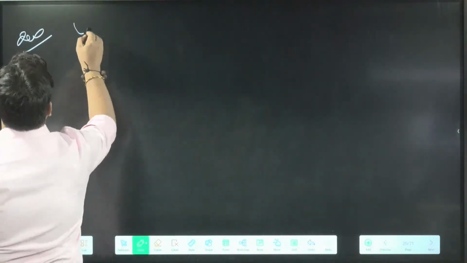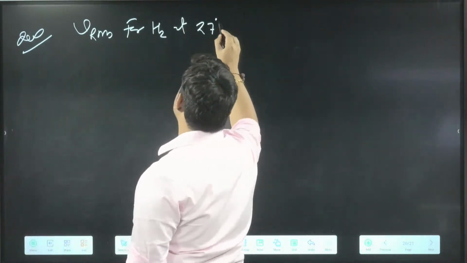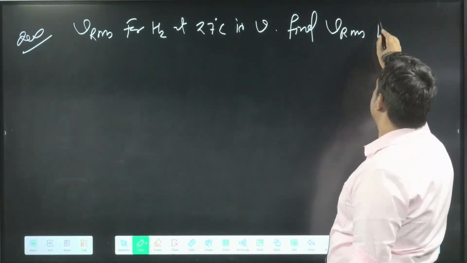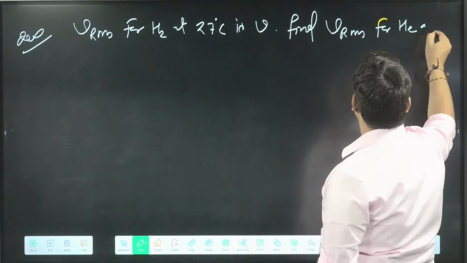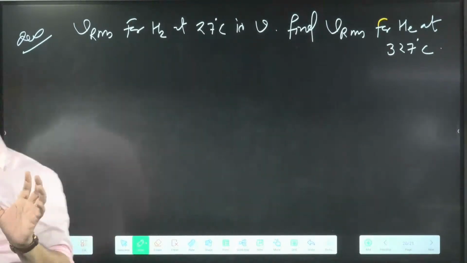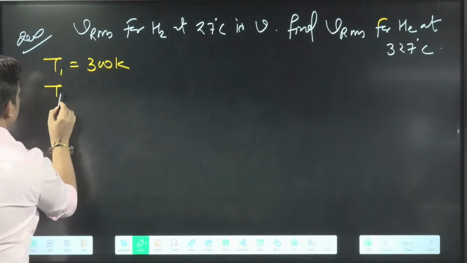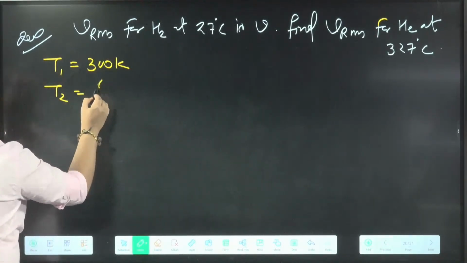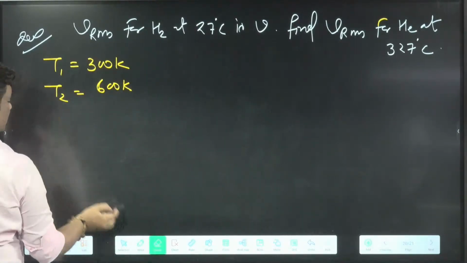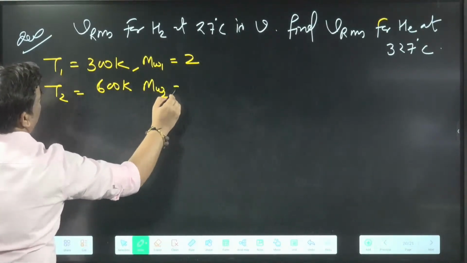VRMS for H2 at 27 degrees Celsius is V. Find VRMS for He at 327 degrees Celsius. So now here are two cases in which temperature is also changing. T1 is 300 Kelvin. T2, 327 means this one is 600 Kelvin. Earlier the hydrogen gas, mass MW1 is 2, later on the helium, that is 4.